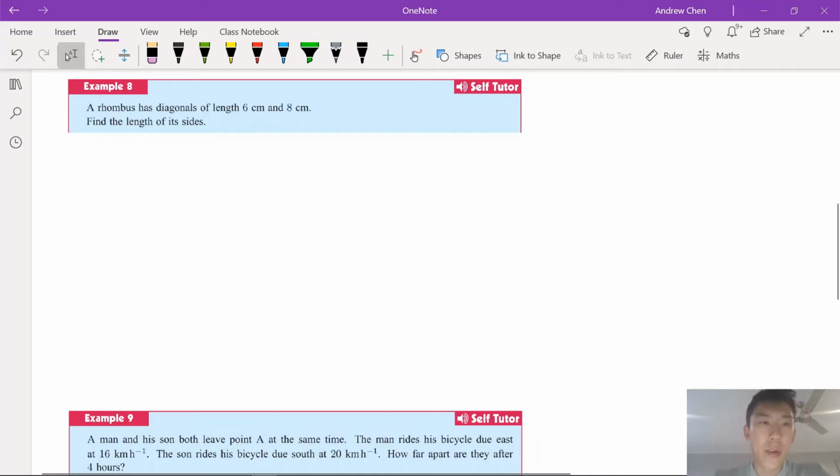Hey, you tens. We're up to 5D, problem solving using Pythagoras' theorem. So let's get into it.